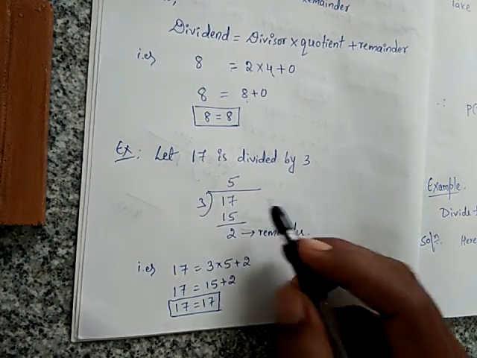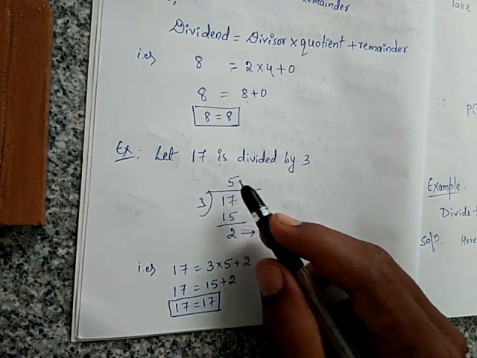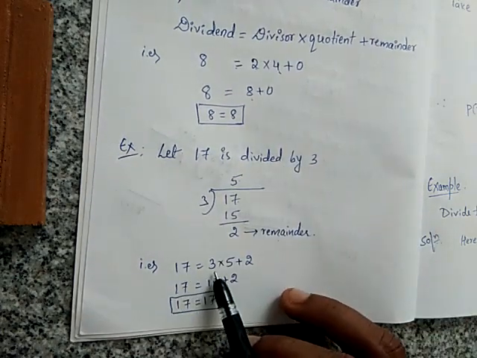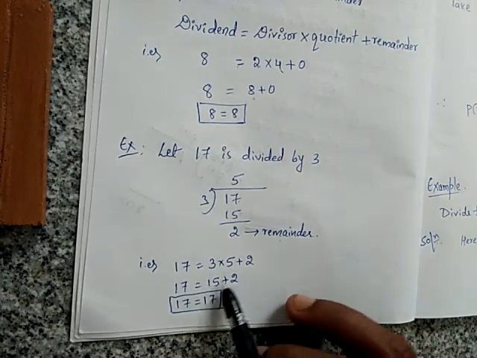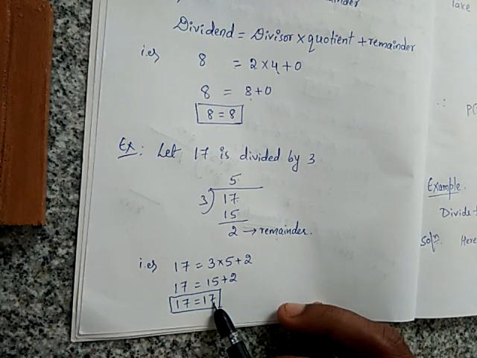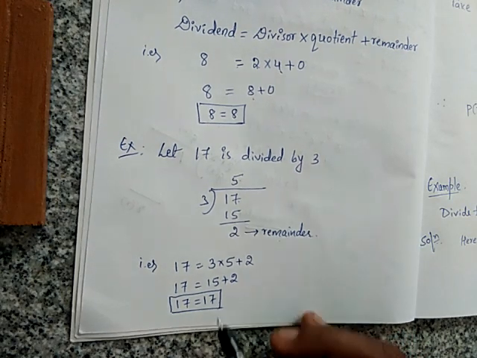So here the remainder is 2, the dividend is 17, the quotient is 5, and the divisor is 3. So if you put it in this form, 17 is equal to 3 into 5 plus 2. If you simplify, 3 into 5 is 15, plus 2, 15 plus 2 is 17. So 17 is equal to 17, you are getting.